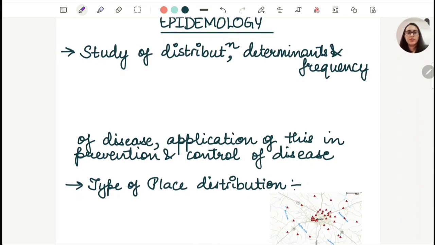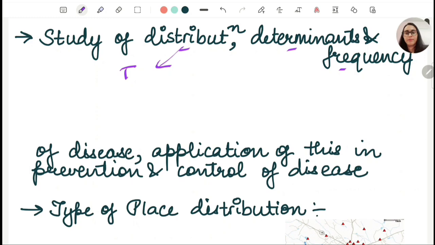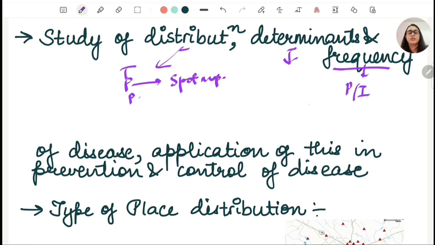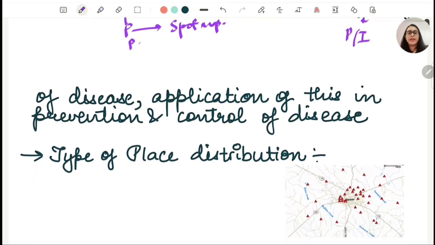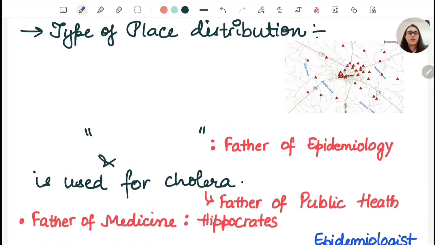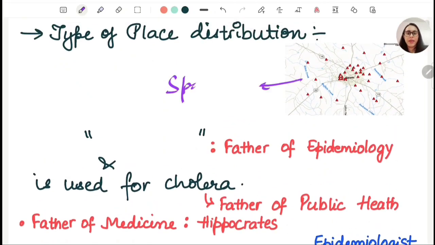Epidemiology is the study of distribution, determinants and the frequency of the disease and its application in prevention and control of the disease. Now, the study of distribution includes a disease that occurs in time, place and person. The place can be, for example, a spot map. The study of determinants means what is causing the disease, and the frequency study is incidence or the prevalence of the disease. Now, the type of place distribution in this image is a spot map.